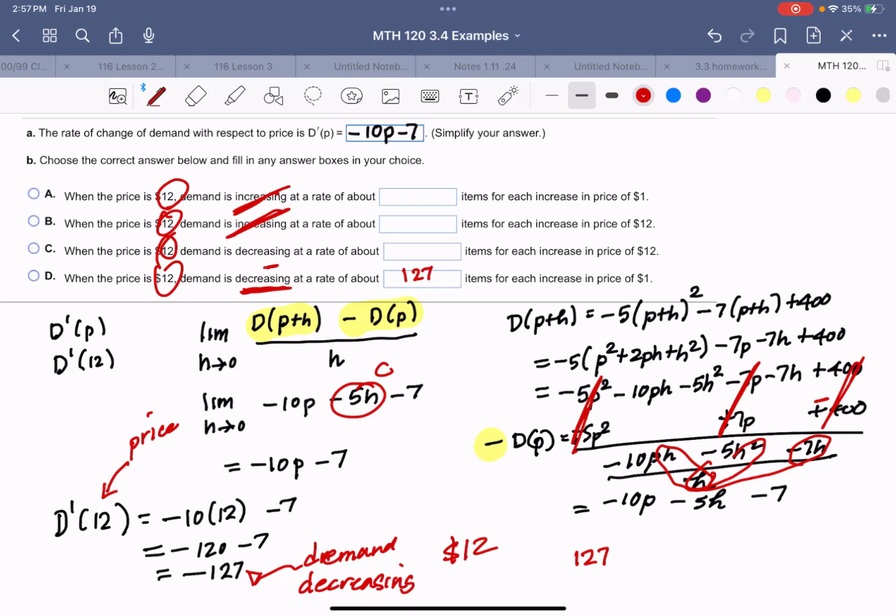And if you notice, this slope, remember this, the derivative is the slope of the tangent, has a denominator of 1. So that's the increase in the price of $1, not the $12. The $12 is the exact price that we're looking at. The demand is decreasing at a rate of 127 items for each increase in the price of $1.